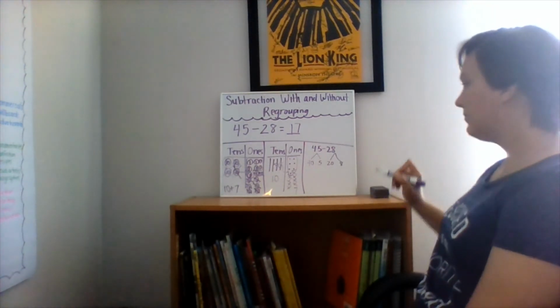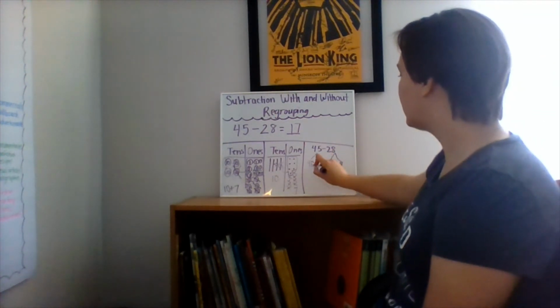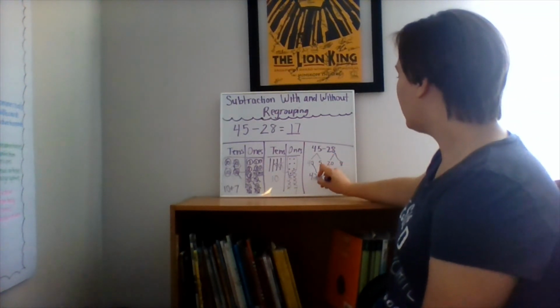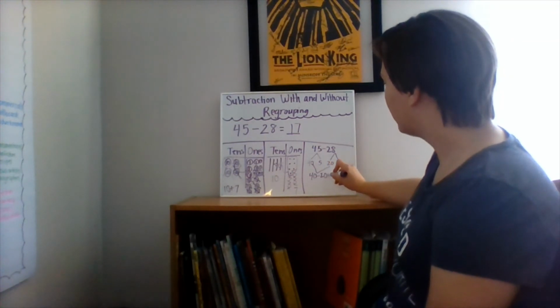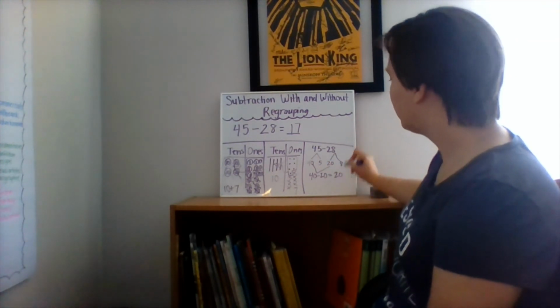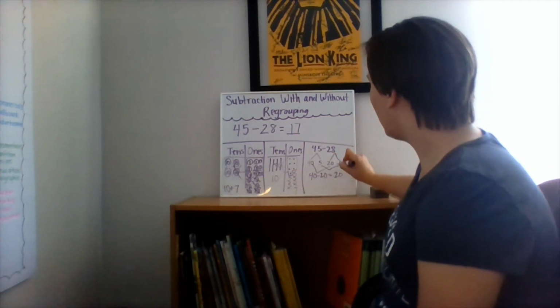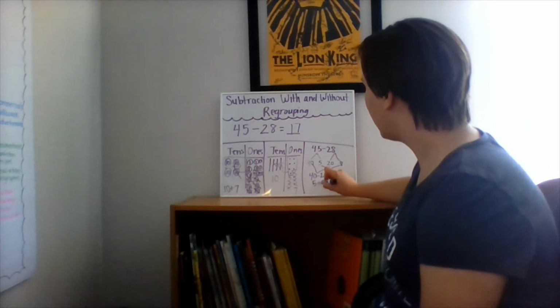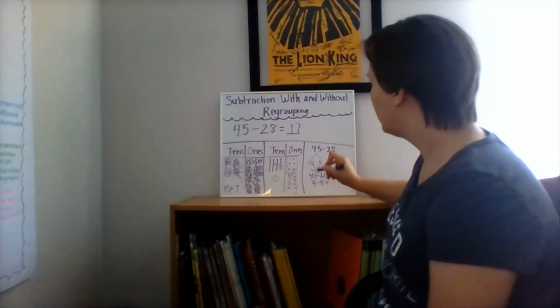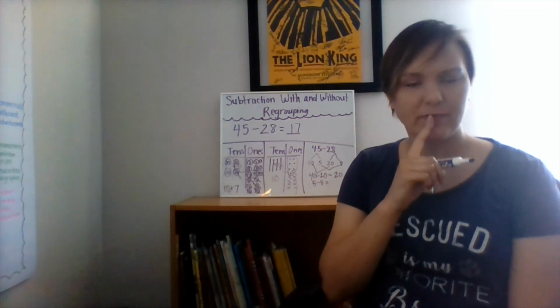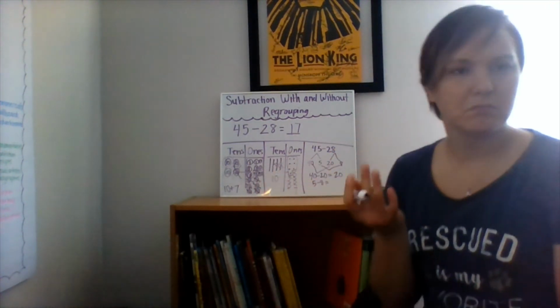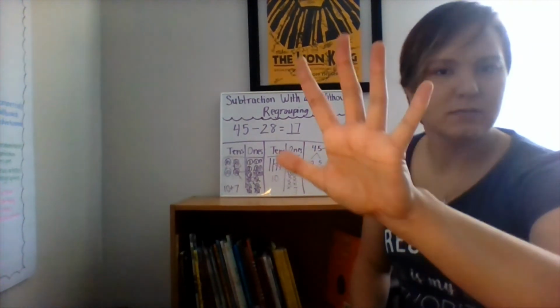All right, now let's subtract our tens. 40 minus 20 equals 20. Easy enough. Now let's take a look at our ones. 5 minus 8. Hold up 5 fingers. Can you take 8 away from 5 fingers?